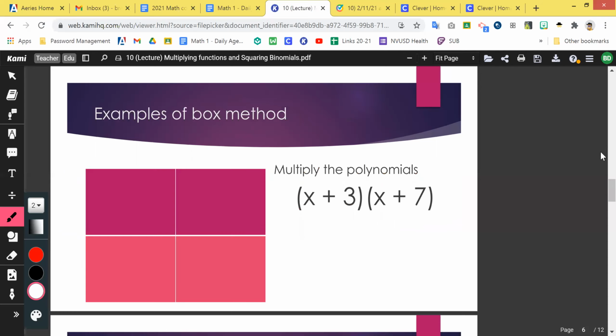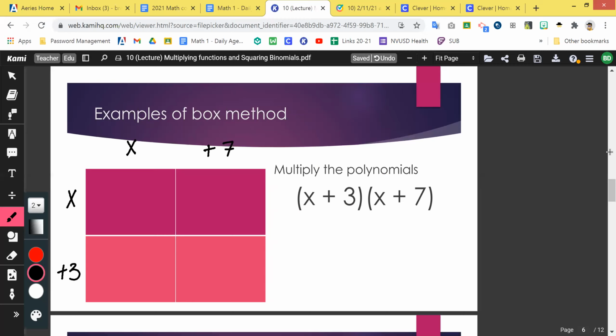So example number 1. Here are the two binomials that we're multiplying. We have x plus 3 multiplied by x plus 7. So it essentially does not matter where you put each term, but just to make things uniform, x plus 3, the first one, I'm going to write that on the side. So the top term will be x, the bottom term will be plus 3. Okay. Now x plus 7, I'm going to put along the top. So on the left-hand side, I'm going to put x, and on the right, I'm going to put positive 7.